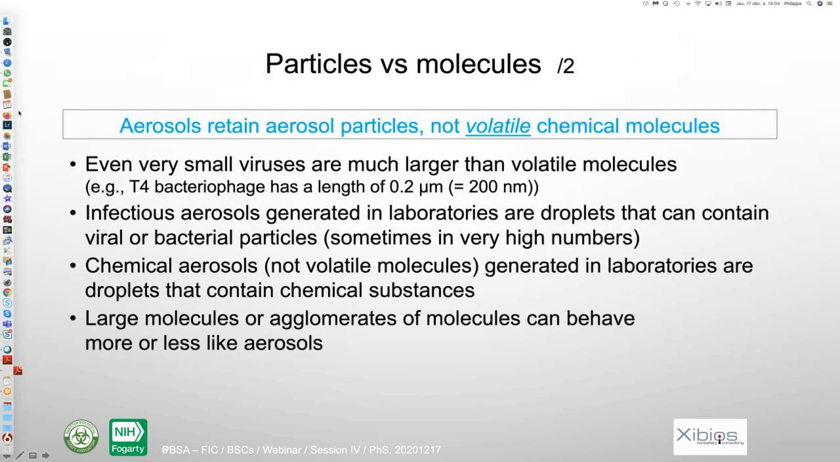Some other information about particles versus molecules. First point is that even very small viruses are still much larger than volatile molecules. For instance, among the smallest viruses, there are the bacteriophages, and they have a length of 0.2 micrometer. So they are still in the micrometer range, 200 nanometers, so much bigger than volatile molecules. Also, infectious aerosols that are generated in labs are not just made of single viral or bacterial particles, but droplets that contain a number of those viral or bacterial particles. So they are bigger. And also those particles can be there in very high numbers. It can be millions of particles in some very concentrated aerosols.